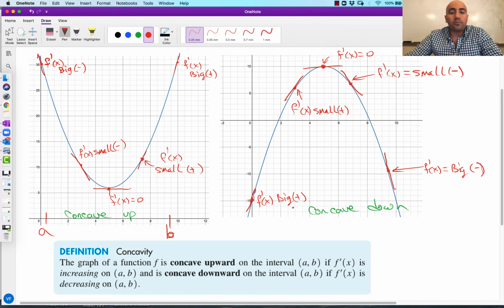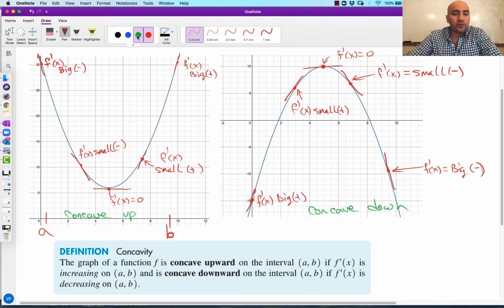So if this was your profits, you started off with a big positive profit and then a small positive profit and then zero profit and then a small negative profit and then a big negative profit. You're always considering these from left to right, the way we read. This is traveling from big positive to zero to small negative to a big negative. This is all decreasing. The first derivative is decreasing throughout this. Good? All right, so concave downward on an interval from A to B.